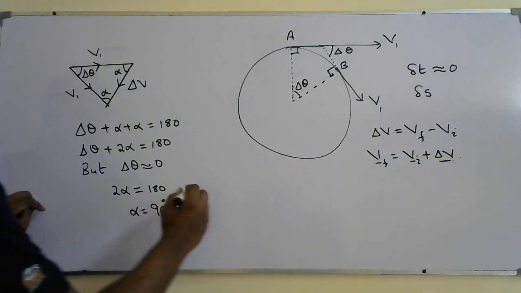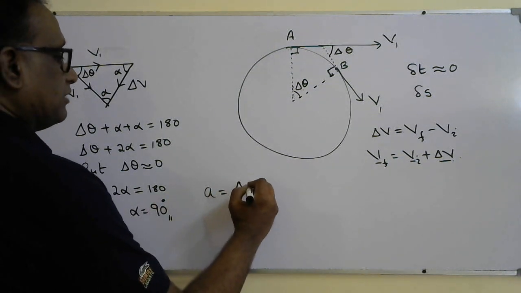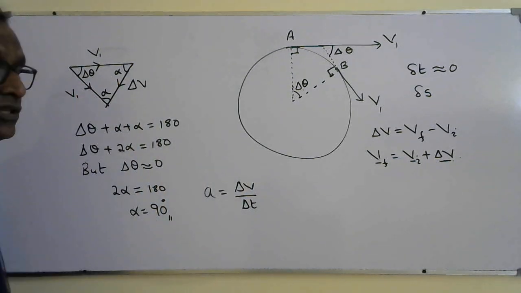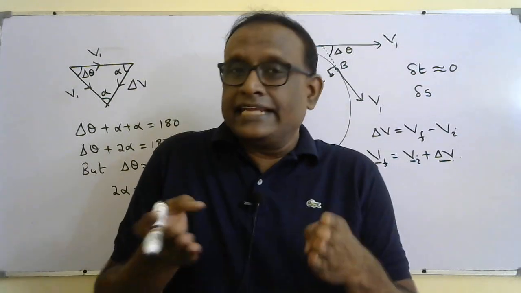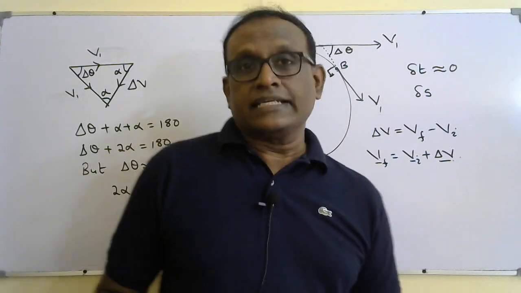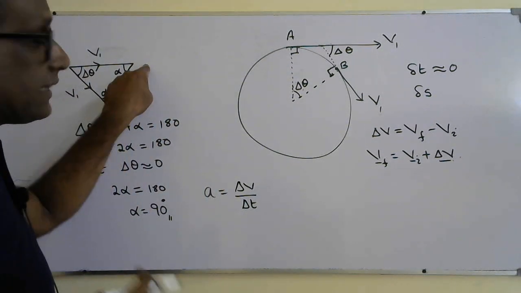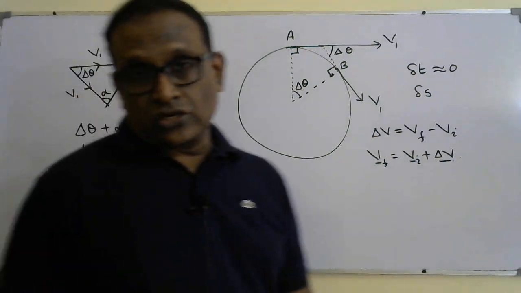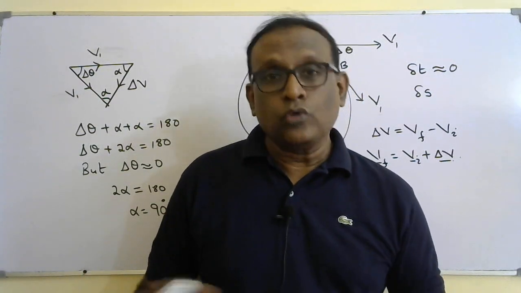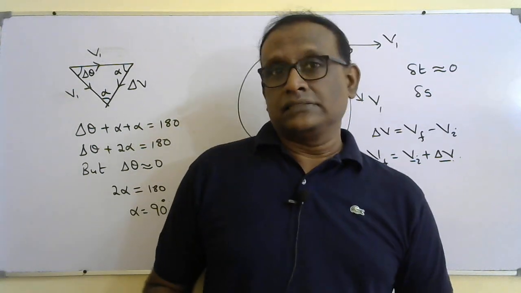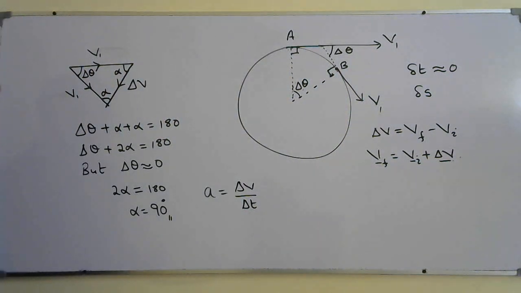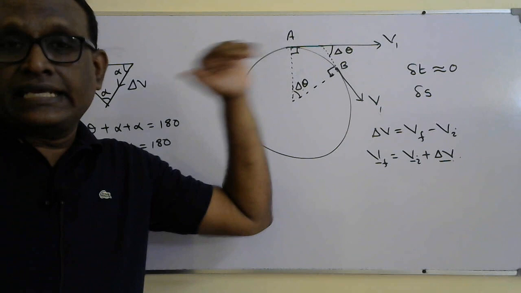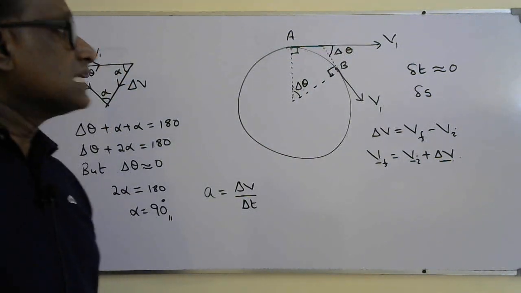Also we know that acceleration equals change in velocity over time. So delta V is perpendicular to the direction of velocity at any instant, which means acceleration will be perpendicular to the direction of velocity at any instant when the object moves on a circular path. Okay, so this is the simple derivation to show the acceleration must be at a right angle to the velocity at an instant if the object moves on a circular path.